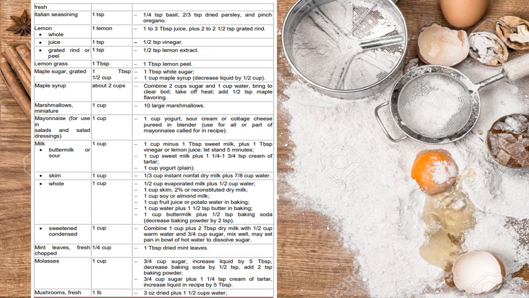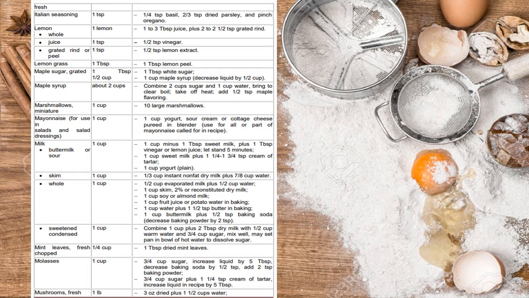Fresh Italian seasoning, 1 tablespoon: 1/4 tablespoon basil, 2/3 tablespoon dried parsley, and a pinch of oregano. For lemon, whole, 1 lemon: 1 to 3 tablespoons juice, plus 2 to 2 and 1/2 tablespoons grated rind. Juice, 1 tablespoon: 1/2 tablespoon vinegar. Grated rind or peel, 1 tablespoon: 1/2 tablespoon lemon extract.